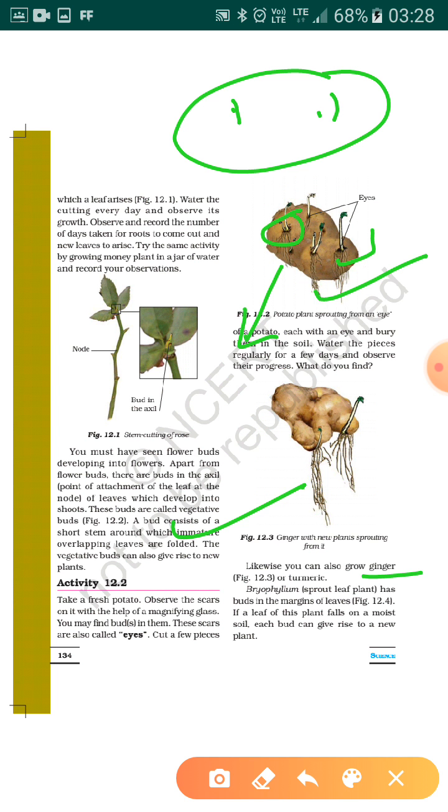There are n number of examples. So here it is given ginger and turmeric. Likewise, you can also grow ginger and turmeric. So we have not used seeds because it is vegetative propagation.